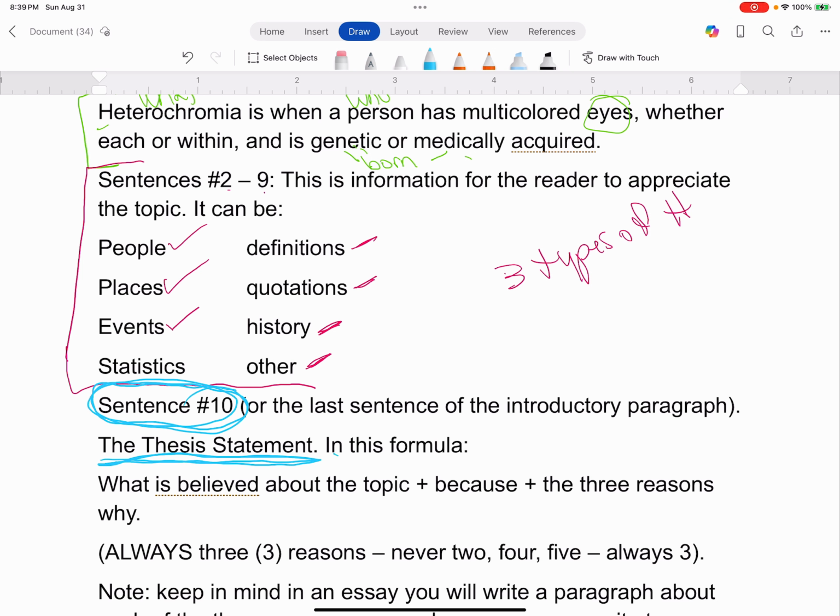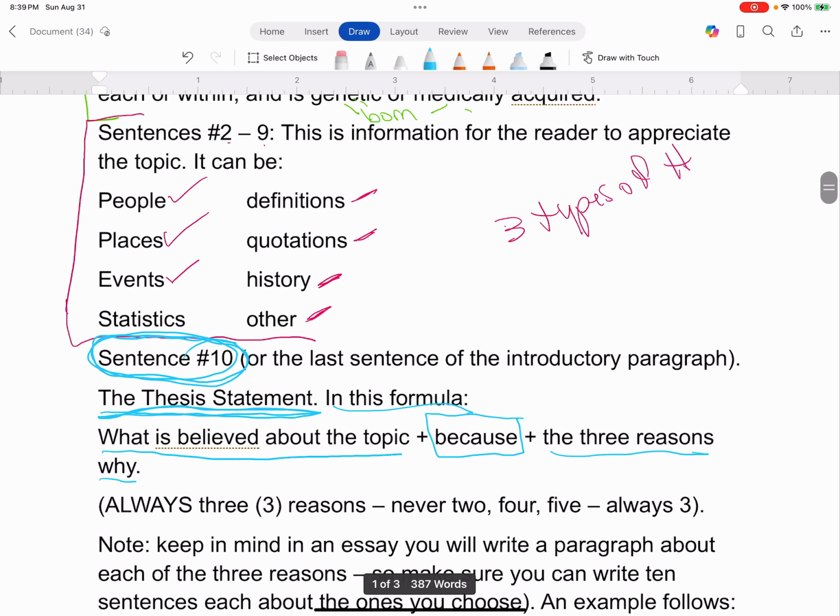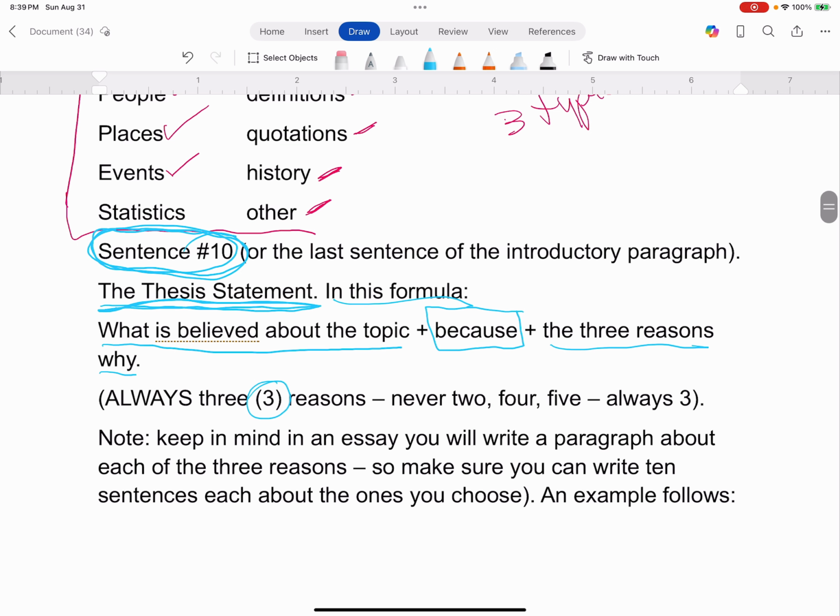So it is in this formula. What is believed, the word because, and then the 3 reasons. And it should flow as a sentence. Always 3 reasons. Never 2, 4, 5, etc. It's always 3 reasons. All the way through graduate school, when I did a 170-page paper, it was always 3 reasons. Now, keep in mind, you'll write a paragraph about each. When you choose those 3 reasons, the next 3 paragraphs in a 5-paragraph essay are going to be about those. So when you're picking out those reasons, keep it in the back of your mind.